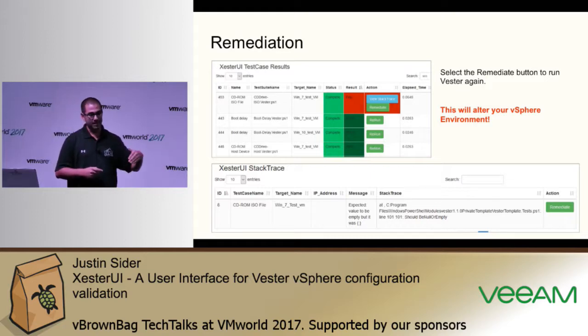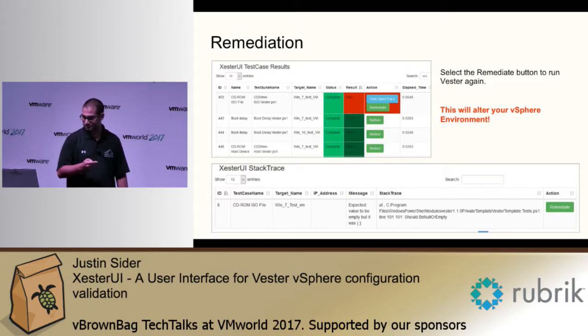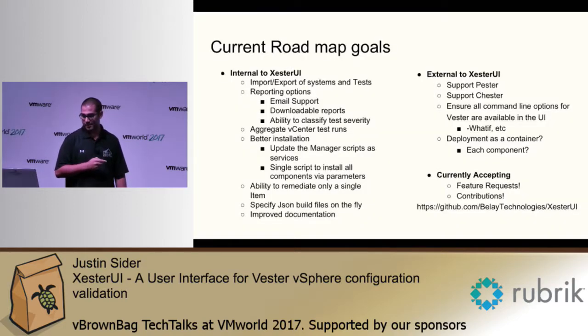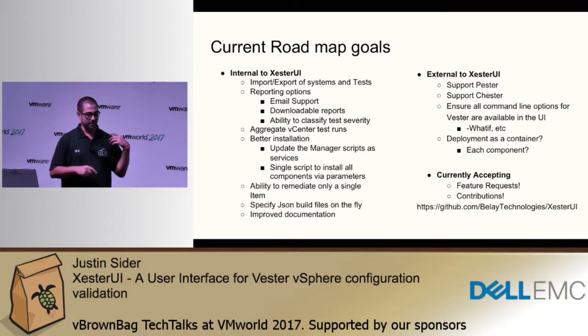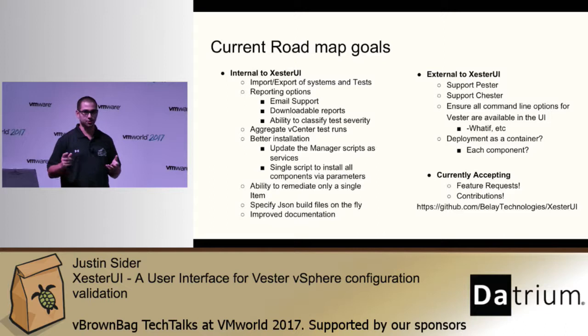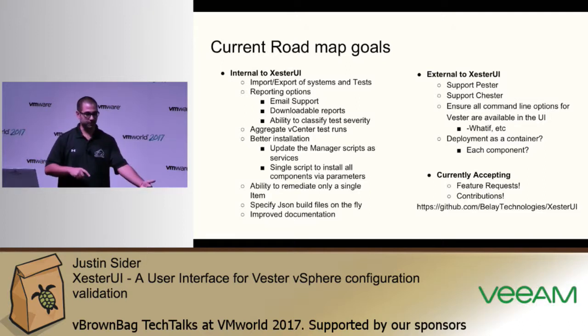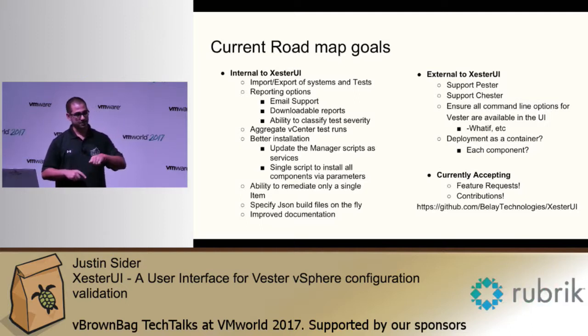So I'll talk about roadmap and things to come. Left-hand side, I have internal to XesterUI. It's going to be importing systems and tests, right? I just want to connect to a vCenter and go out and get everything, and then go out and get the tests. Tests are populated the same way that new hosts or new configuration items are. So it would be nice to pre-populate that, and that way you could select what items you want and then build the config.json on the fly.